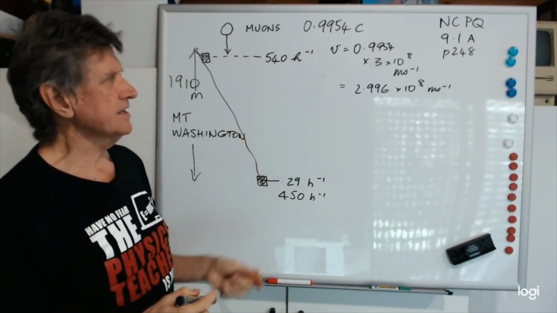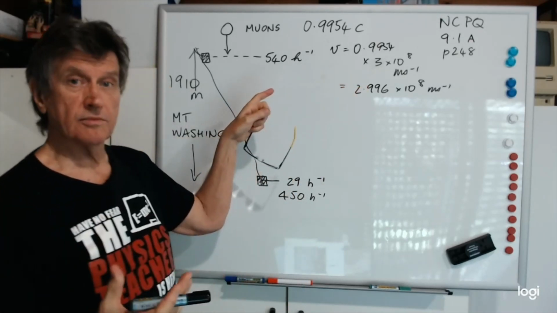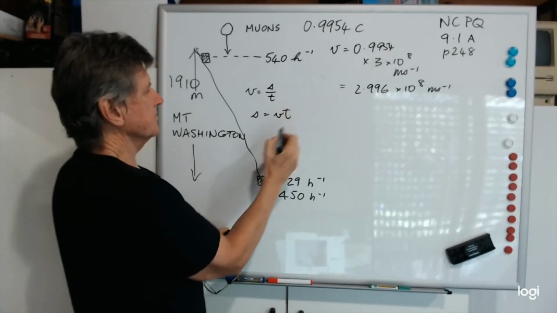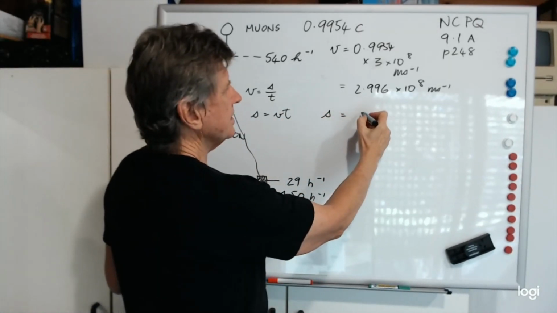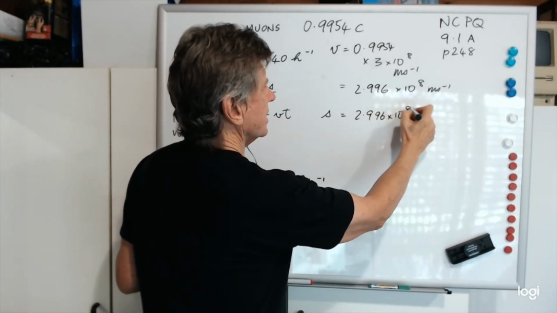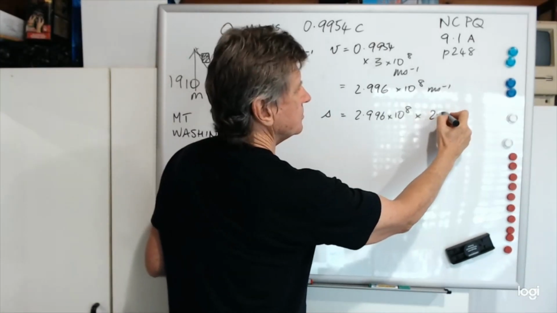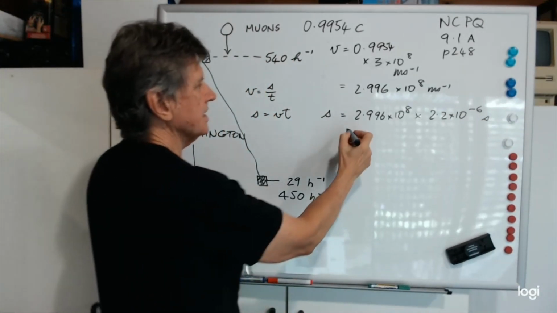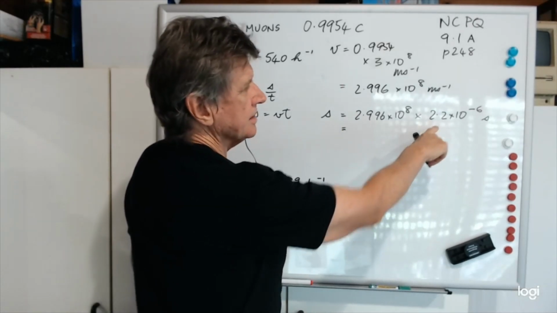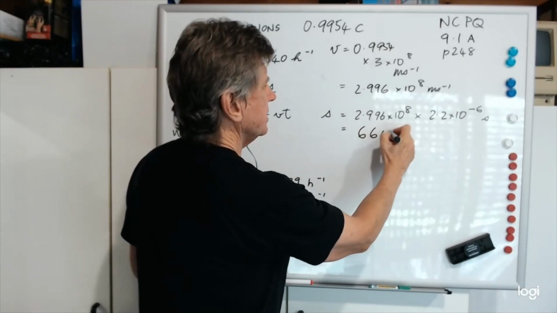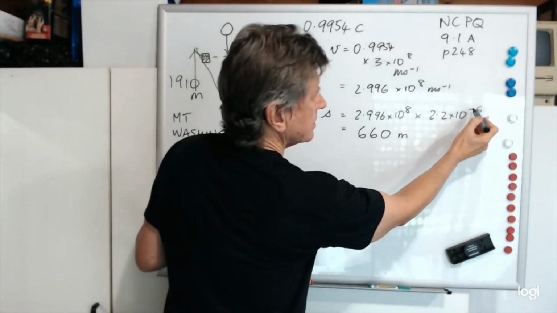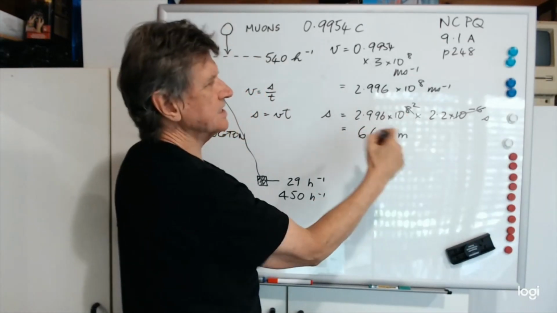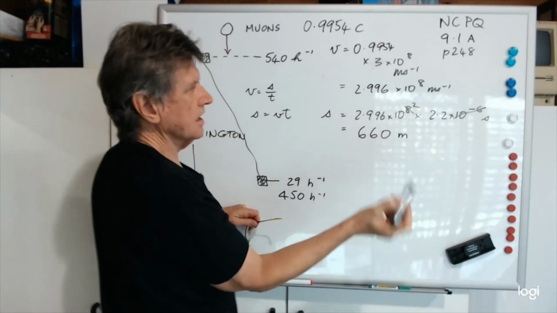Now if you had to work out how far these things would go in that half-life time of 2.2 microseconds, you'd use v equals s on t, so s equals vt. Let's work out s for this. The v is 2.996 by 10 to the 8 times the time. The time is 2.2 by 10 to the negative 6 seconds, that's the 2.2 microseconds. If you multiply all that out, that's about 3 times 2.2. The 8 minus 6 comes to 2, and 2.2 times 3 is 6.6 by 10 to the 2, which is 100. So it's 660 meters.